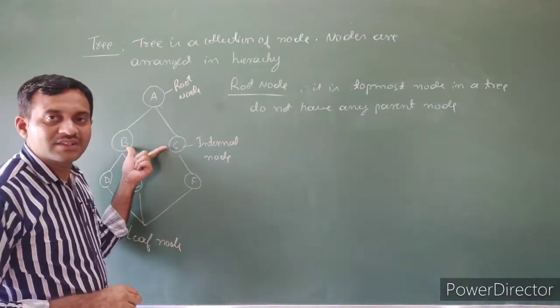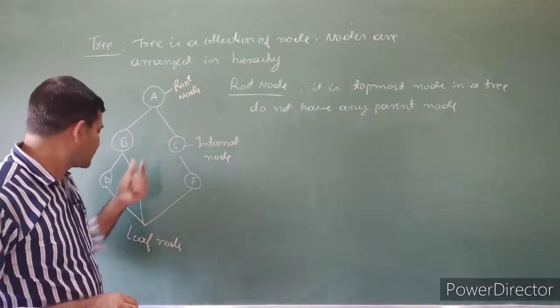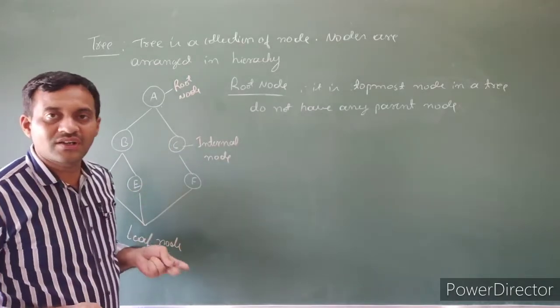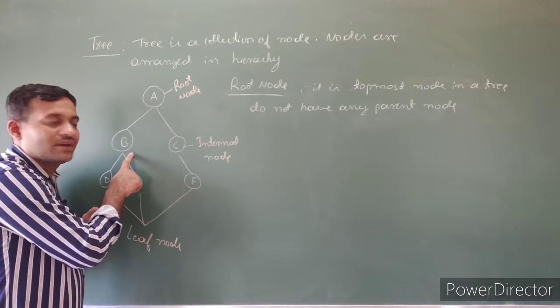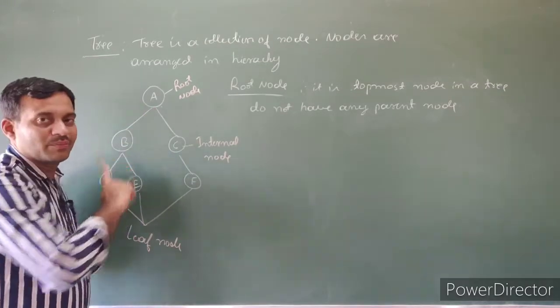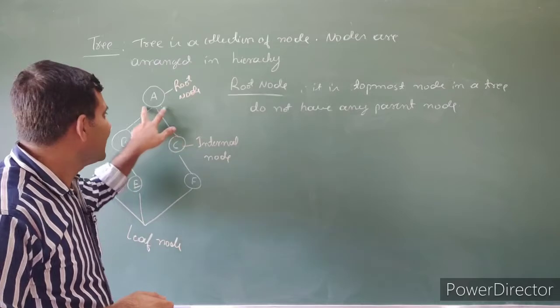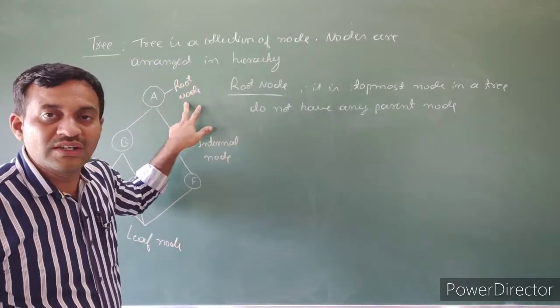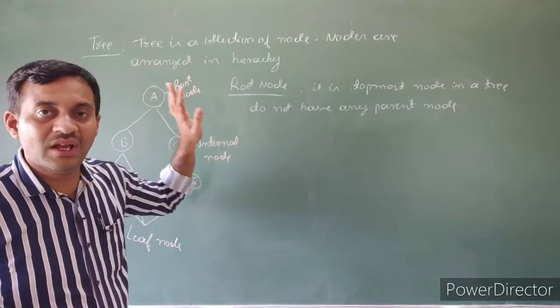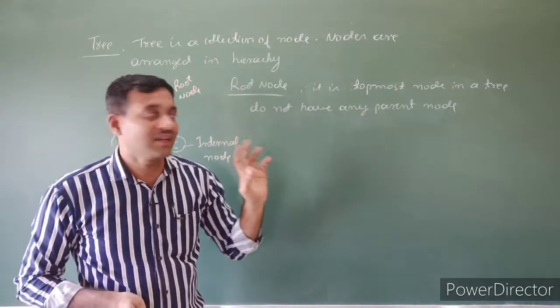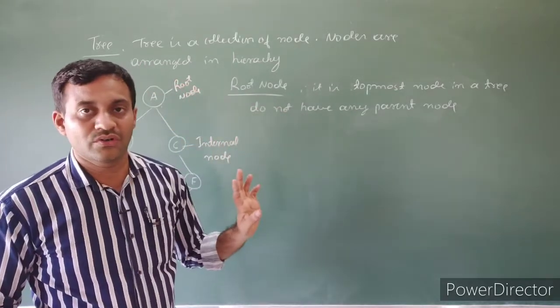B and C are child nodes, and D, E, F are also called child nodes. For D and E, B is the parent. For B and C, A is the parent. A, the root node, is the topmost node in the tree and does not have any parent. It is the first node in a tree. That node is called the root node.